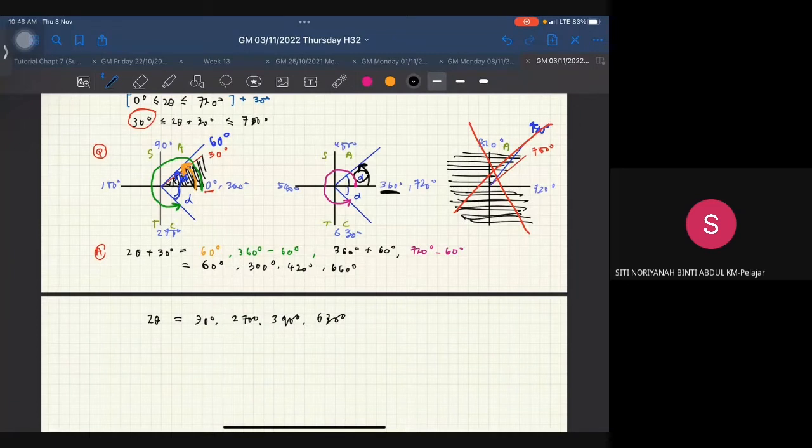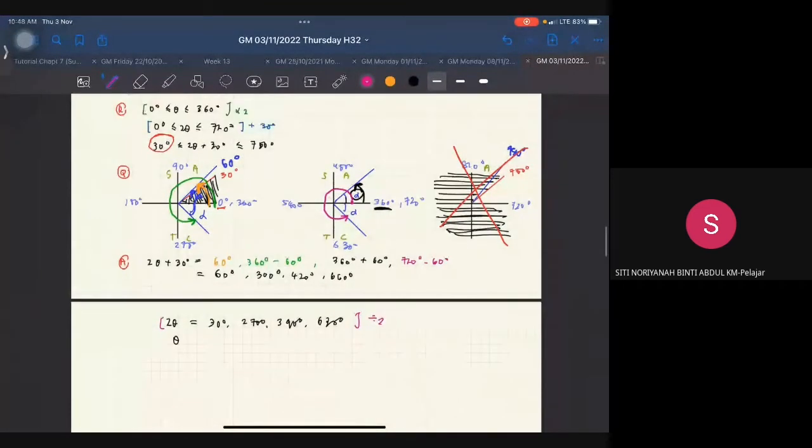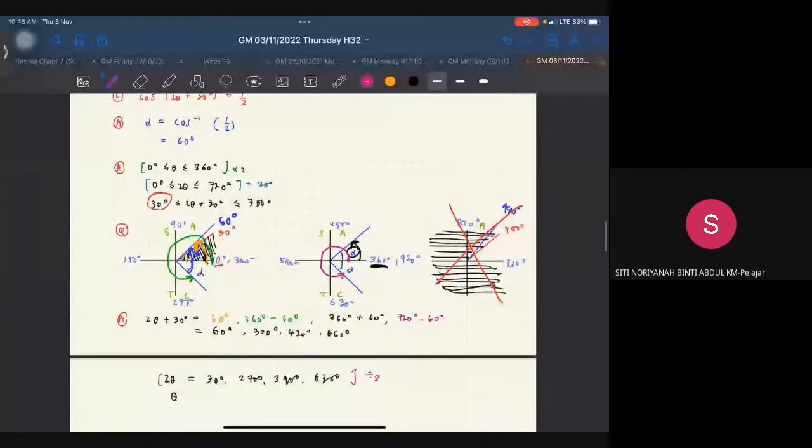Okay, tapi tak settle lagi. Kita nak cari theta. So macam mana nak cari theta? Bahagikan everything dengan 2. Okay, dah yang ni settlekan sendiri. Okay, so itu sahaja untuk soalan nombor 8C.